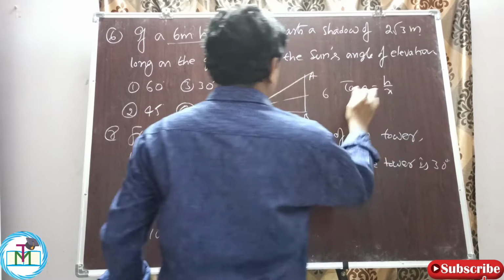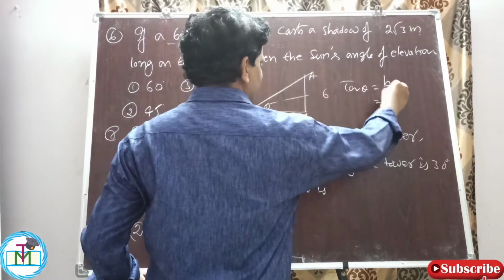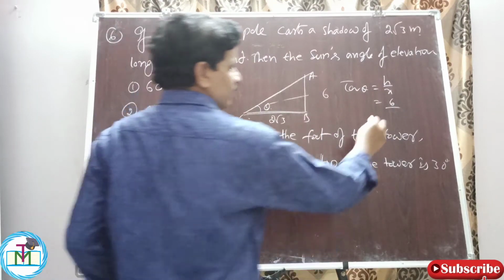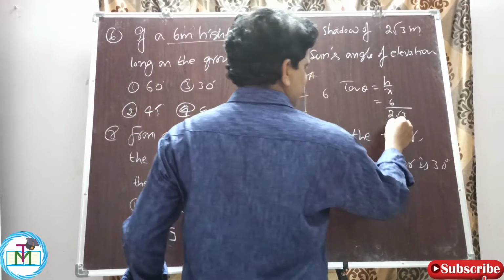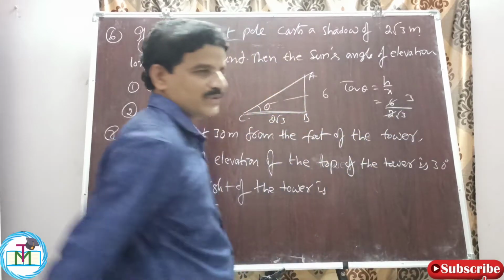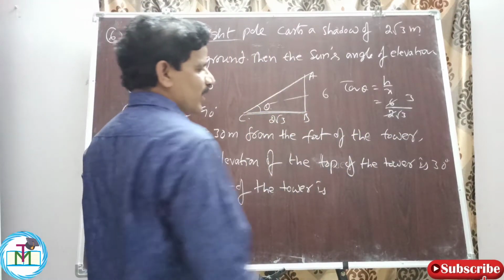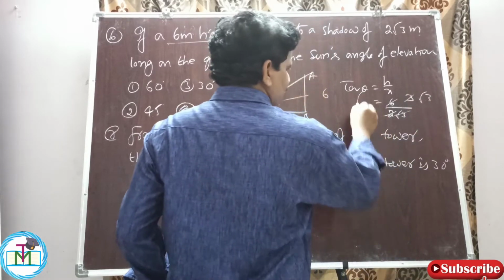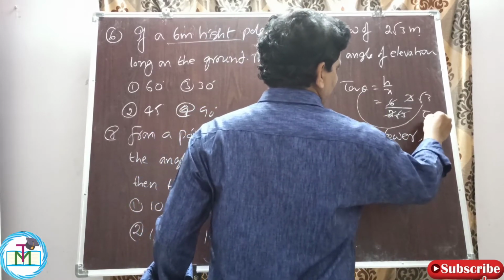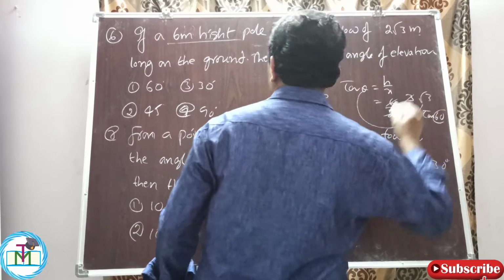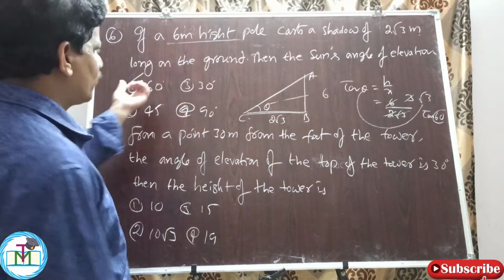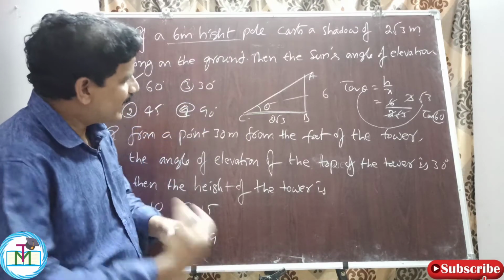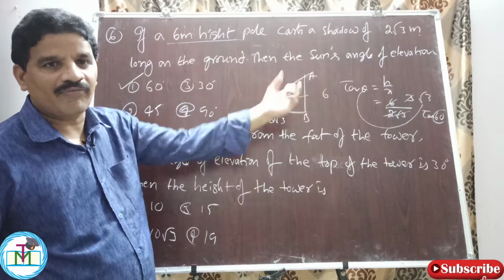Tan theta is equal to h by x, here I want theta. Tan theta is equal to 6 by x, which is 2 root 3. 2 goes 3 times, and root 3 goes root 3 times. Tan theta is equal to root 3. Root 3 can be written as tan 60. Therefore 60 is the right answer, option 1. So while reading the question, you should be able to draw a rough figure, a rough drawing.